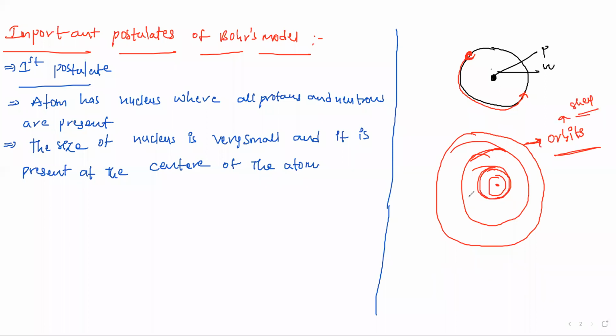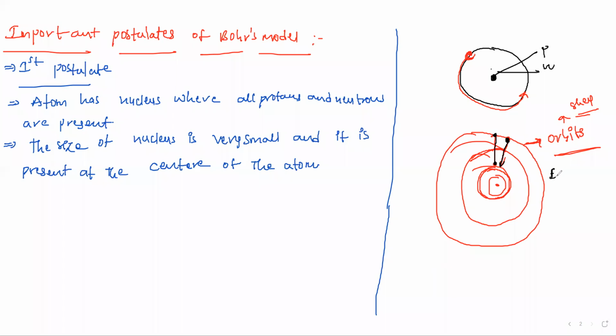When the revolving electron absorbs its energy, it will go from a lower energy level to a higher energy level. When the revolving electron emits its energy, emission is nothing but releasing, it will come back from a higher energy level to a lower energy level.